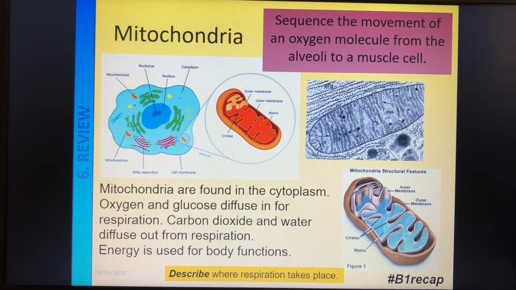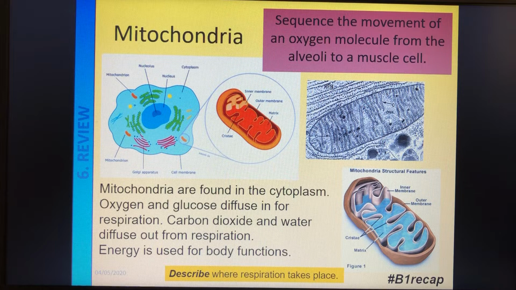It's an optional slide in terms of do you write the notes? And we've got an activity there if you want to have a go, which is sequence the movement of an oxygen molecule from the alveoli to a muscle cell. Okay, it's quite a difficult task, so I want to help you through that one.